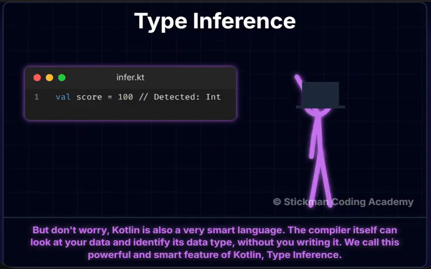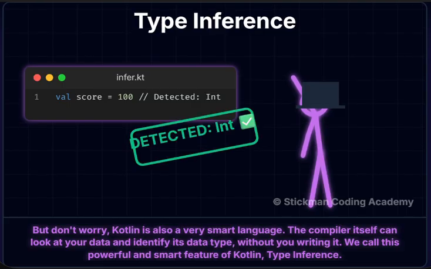But don't worry, Kotlin is also a very smart language. The compiler itself can look at your data and identify its data type without you writing it. We call this powerful and smart feature of Kotlin type inference.